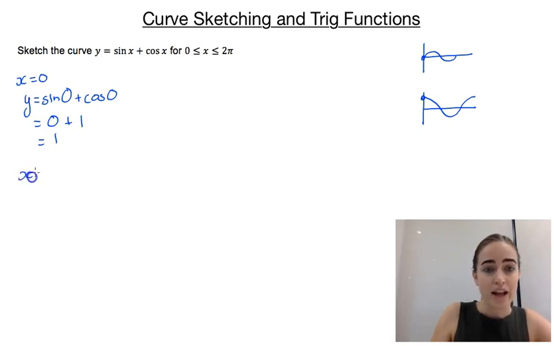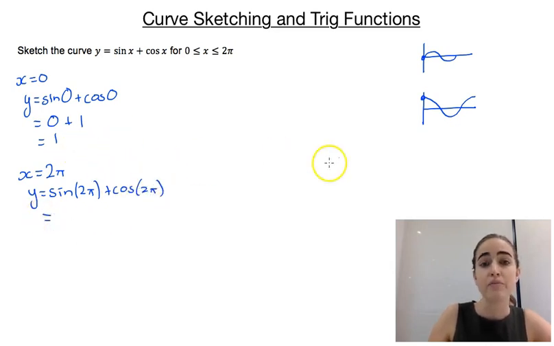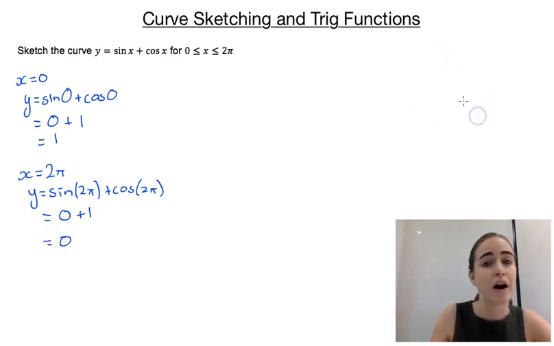At the other end, we're going to look at x equals 2 pi. So y is going to equal sine of 2 pi plus cos of 2 pi. Now, because sine and cos both have a period of 2 pi, these values are going to be the same as these ones, but we can double check on our graph. So this is 2 pi here, so sine is 0, and cos is 1. So we have 0 plus 1 equals 1. So from that, we have 2 points that our curve is going to pass through.